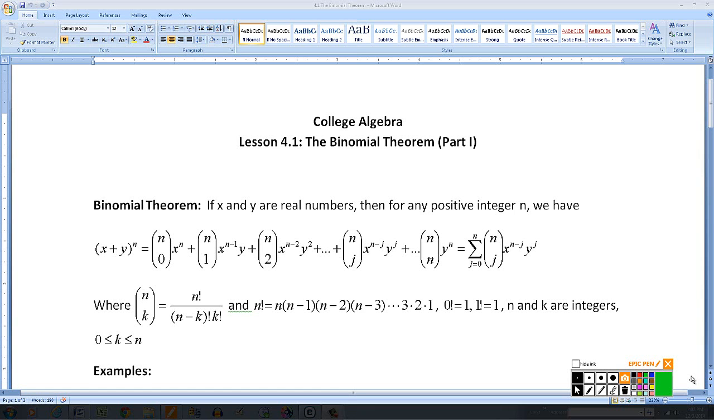Okay, in this video we're going to look at the binomial theorem. This will be part one, where I'll lay the foundation for the things that we need to work some of these problems in this lesson and lessons to follow. Let's look at the statement of the theorem.